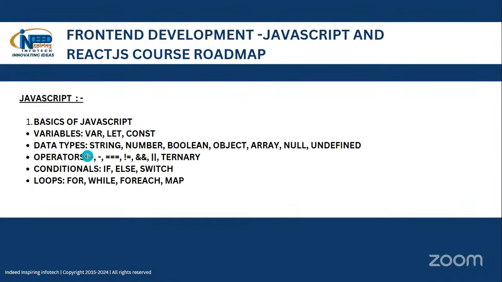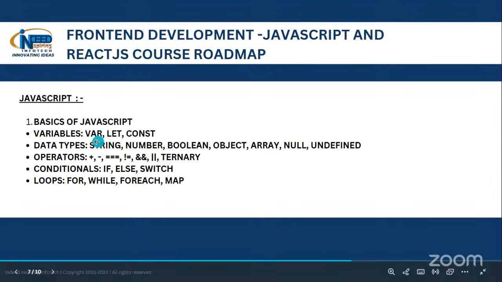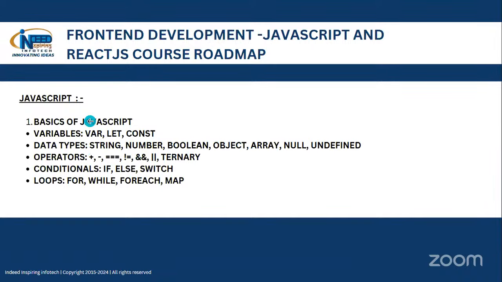So this comes under operators: plus, minus, triple equal to. This is not equal to, okay, and double and, okay, this is the and operation, this is the or operation, and this is ternary written here. Ternary, I'll guide you, this is very important. The whole thing is very important. You just need to focus on this properly, and then we can go ahead.